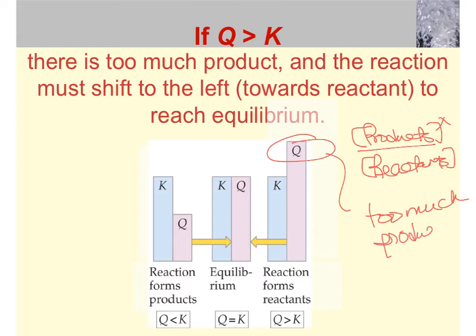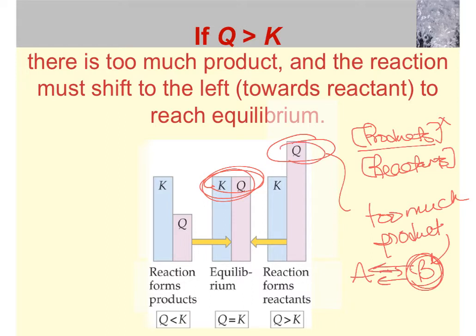And so if you have too much product, which way is a reaction going to shift? Let's look at this reversible reaction A to B. If you have too much of B, which way will this reaction shift in order to get K equal to Q, in order to reduce Q if it's too large? We would say that if Q is larger than K, the reaction has to shift left toward reactant. That will reduce the amount of product and reduce the value of Q.